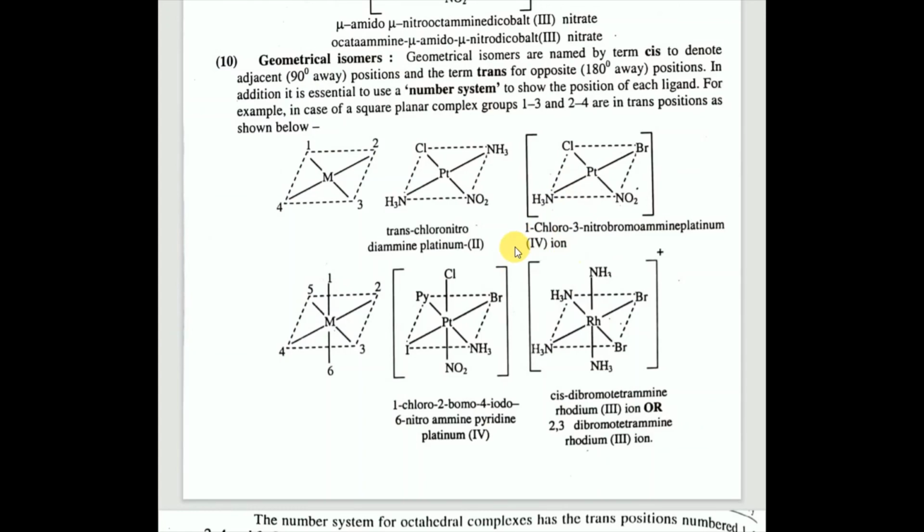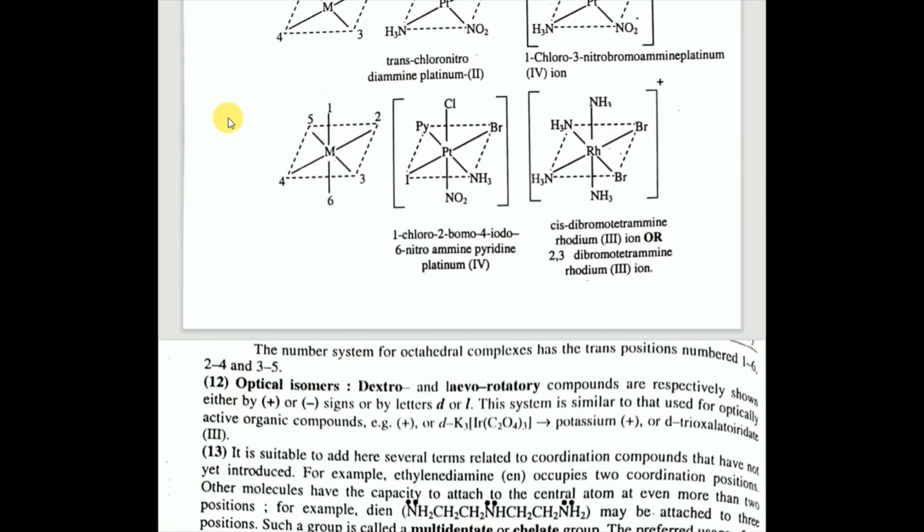Then in this complex, here 1 chloro, all groups are different. Therefore 1 chloro, 3 nitro, bromo ammine platinum(IV) ion. Then octahedral complexes: in octahedral complexes, the 1,6 position is called a trans position, the 2,4 position is also called a trans position, and the 5,3 position is also called a trans position. Means the 1,6 position, 2,4 position, and 3,5 position are called trans positions. See an example in the case of an octahedral complex.